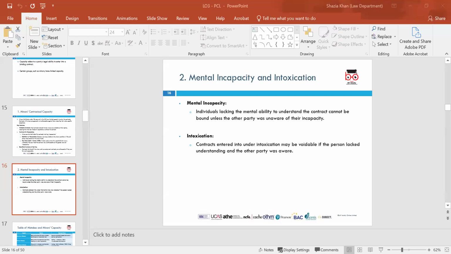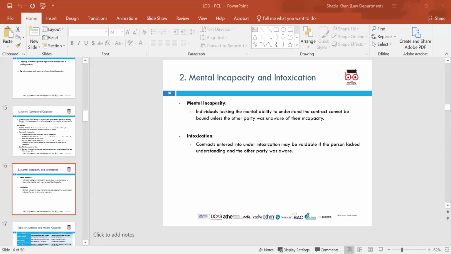A mental incapacity and intoxication contract refers to a legal agreement entered into by a person who lacks the mental capacity to understand the terms of the contract due to intoxication, meaning they were too drunk to comprehend what they were signing, potentially making the contract voidable or even void depending on the circumstances. So, for example, when a person is intoxicated, they are considered to lack the mental capacity to enter into a legally binding contract because they cannot fully understand the consequences of their actions.